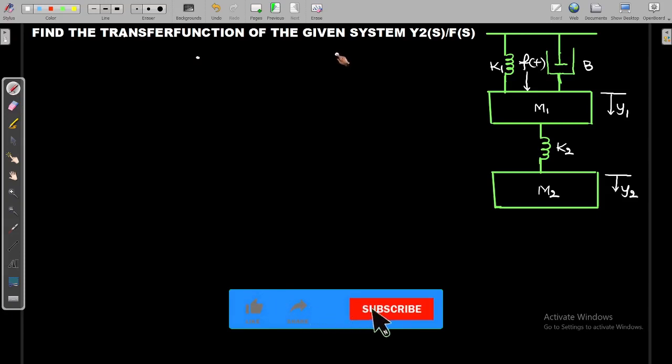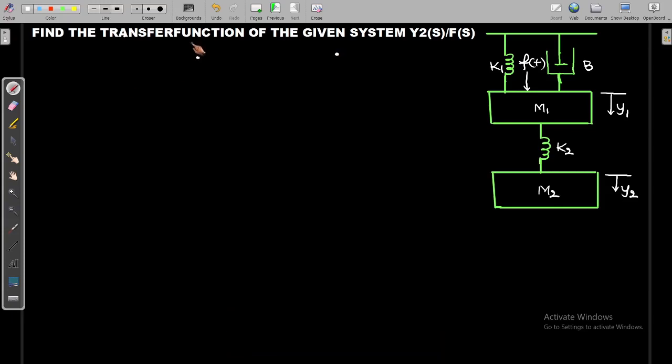The first step is to identify the displacements. The number of displacements is equal to the number of nodes here. How many displacements are there in the given problem? If you observe, there are two displacements, y1 and y2. So we can represent the two displacements with the names y1 and y2.